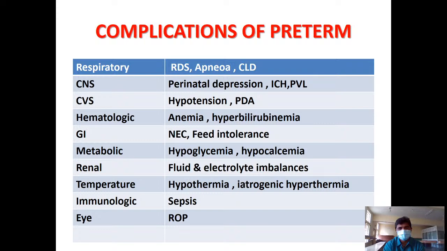From the hematological point of view, the baby can have anemia, hyperbilirubinemia, polycythemia. From the gastrointestinal point of view, necrotizing enterocolitis and feed intolerance. From the metabolic point of view, hypoglycemia, hypocalcemia, renal fluid and electrolyte imbalances, temperature issues, hypothermia, iatrogenic hyperthermia, and immunological sepsis, and in the eye, retinopathy of prematurity. When the baby is preterm, you anticipate these problems, and you need to frequently and thoroughly check the preterm for these complications.